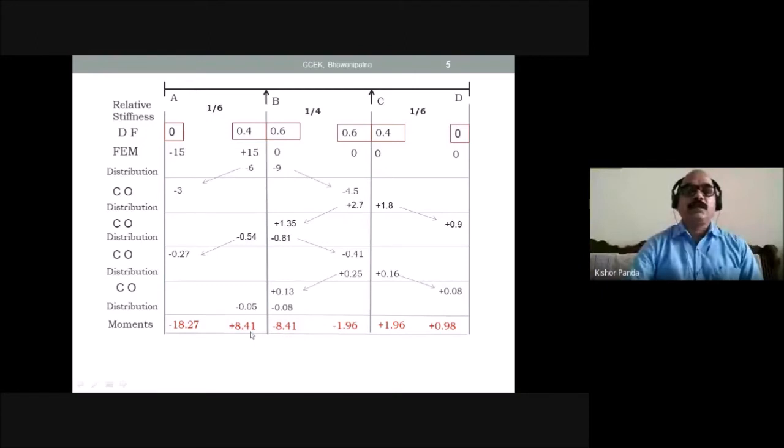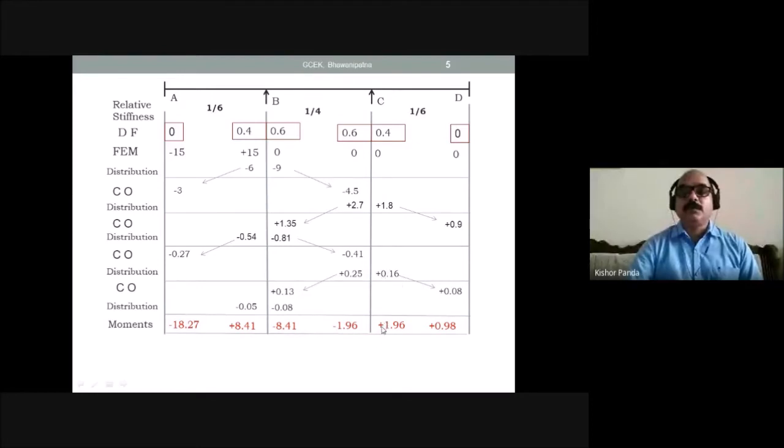Always you have to check whether the sum of the moments is coming to 0 or not at the joint, because this side you are getting 8.41 and this side you are getting minus 8.41. So the sum is equal to 0. Similarly here, add up this one: minus 4.5 plus 2.7 minus 0.41 plus 0.25, and the summation is equal to minus 1.96, and here plus 1.8 plus 0.16.